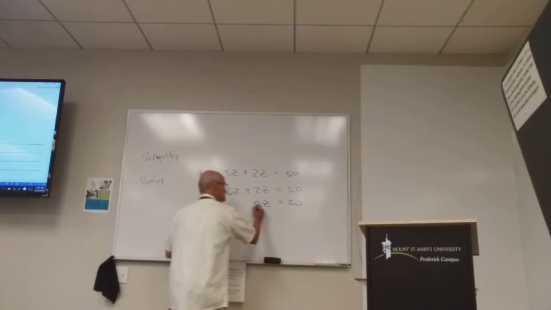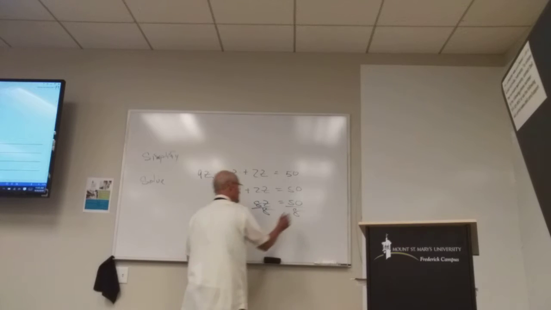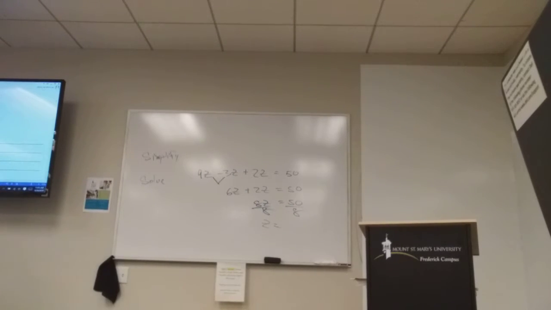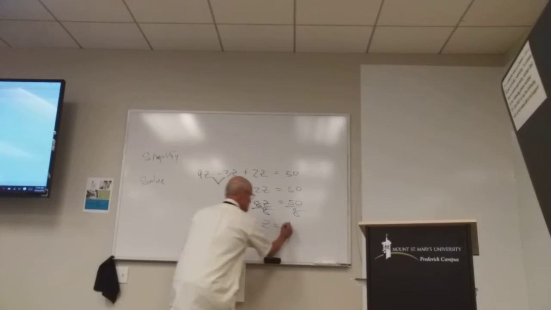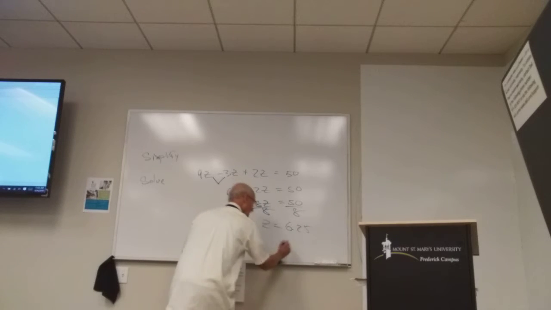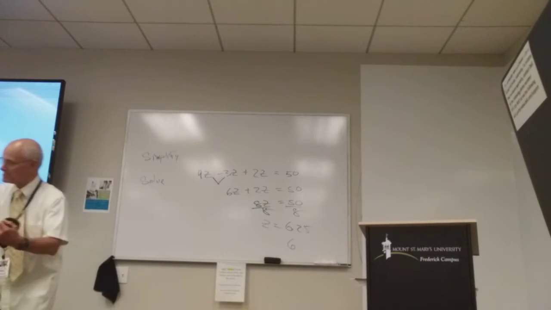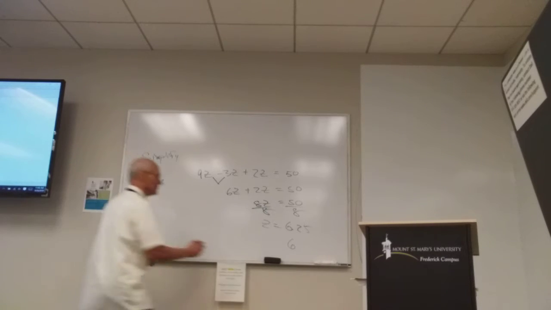Solve is when... and I'm going to use my calculator. 50 divided by 8 is 6.25. And as a mixed number, I know 6 is the whole number part. I subtract 6. I get 0.25. Hit math, enter, enter.